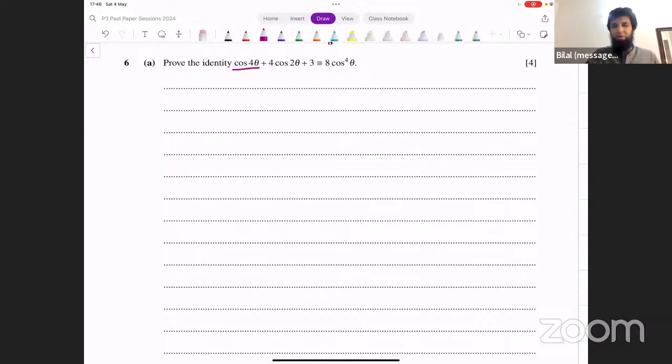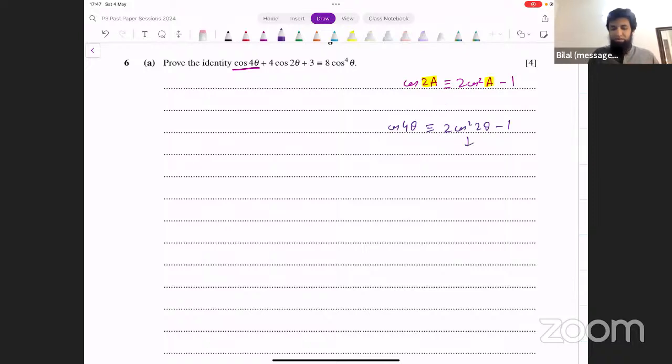Cos 4 theta, how do you expand that? Let me just give you a hint about that. You would have to use the double angle identity for cos, right? So if cos of 2a is 2 cos square a minus 1, now what that means is if the angle on the left side is 2a, the angle on the right side is half of that. So what about cos of 4 theta? This would become 2 cos square 2 theta minus 1, whatever is the angle on the left side. The angle on the right side becomes half of that. Okay, so cos 4 theta is going to be this.